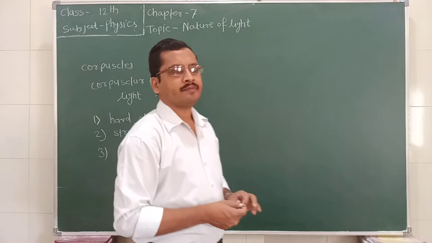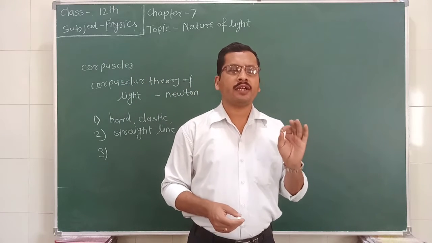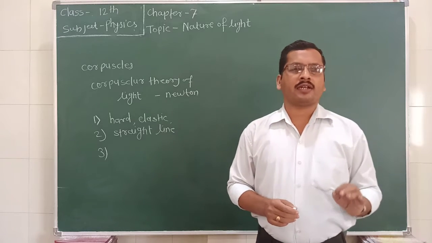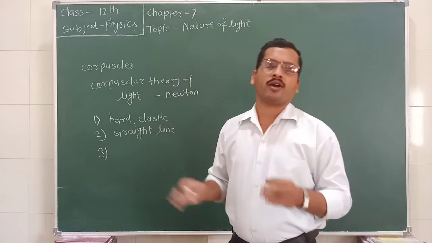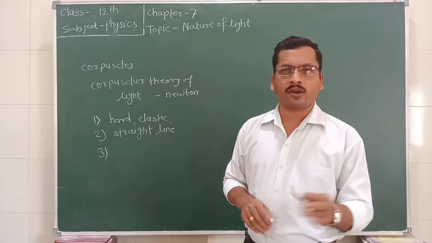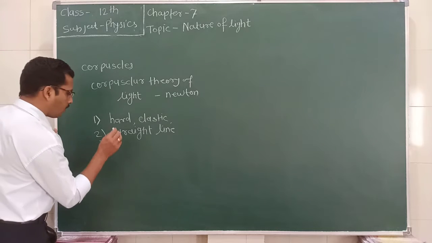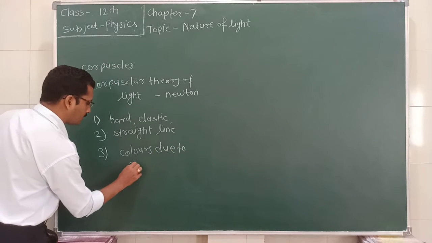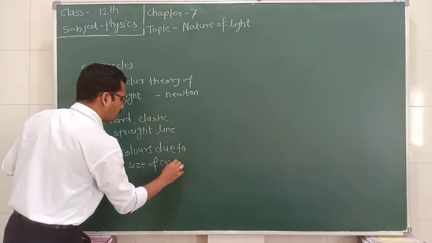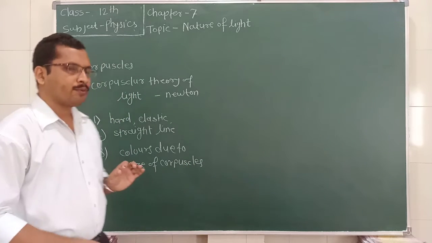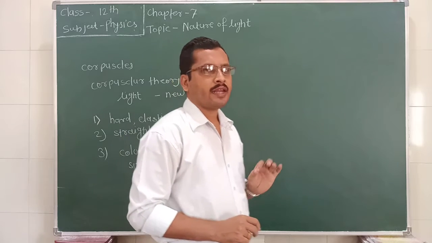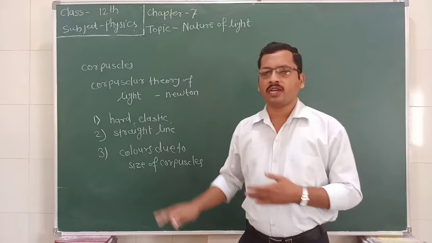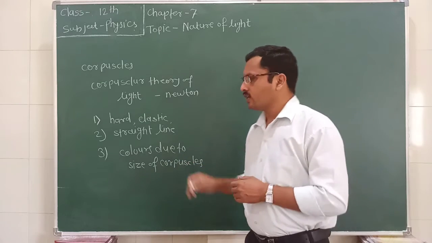The third assumption is that when we see the different colors of light, red, yellow, green, blue, these colors arise due to the different sizes of these corpuscles. So we can say that the colors we see are due to the size of corpuscles. If the corpuscle is small in size, then the light has one color. If the size is bigger, then the color will change. So, as the size of the corpuscles changes, the color of the light also changes. Okay, so this is the third assumption.